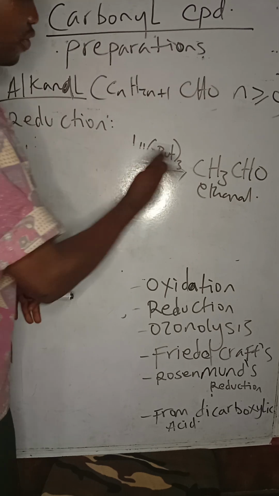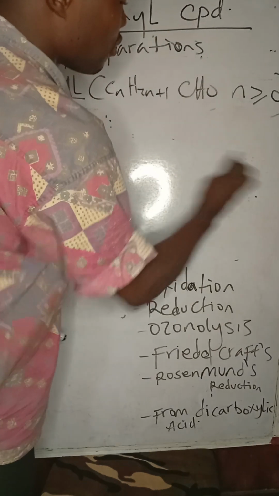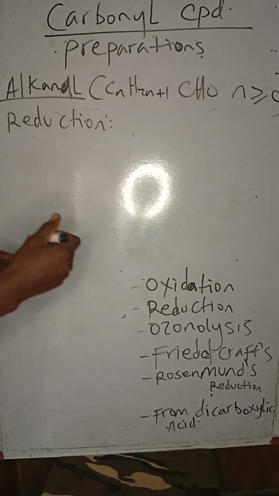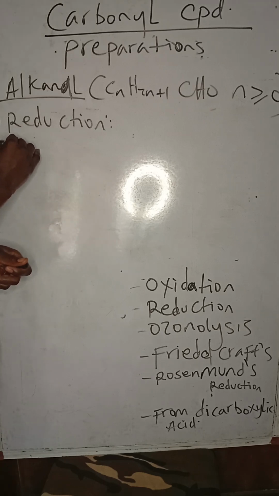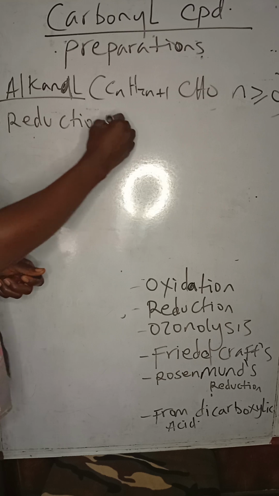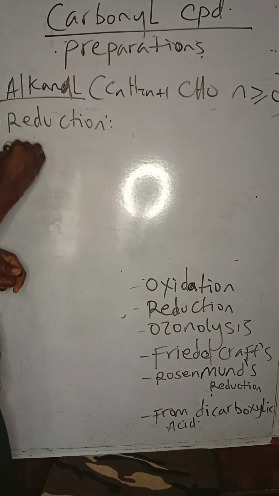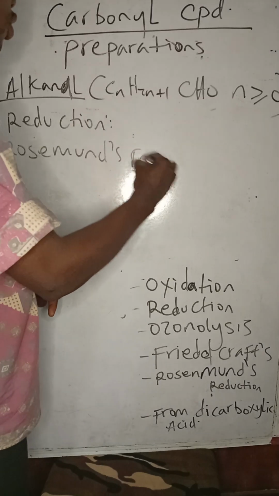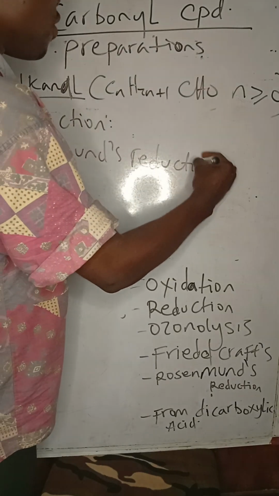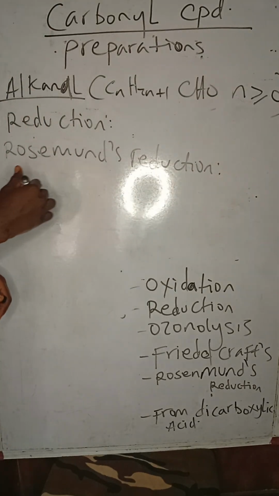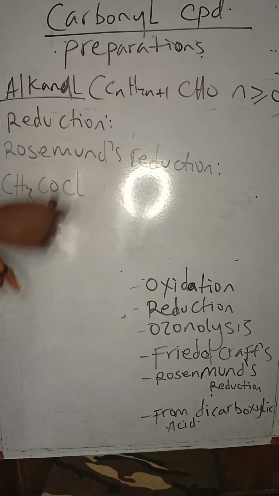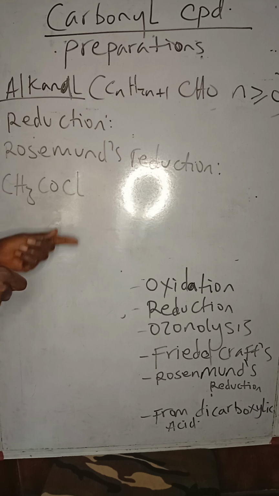Rosenmund did a reduction, and the reduction is called Rosenmund's reduction. So it's still under reduction. Now, what's the reduction about? It talks about the reduction of acid chlorides, basically or mainly, though many other alkanoic acid derivatives can undergo this reaction.